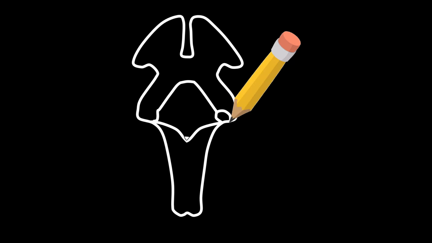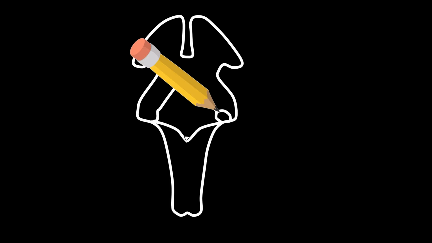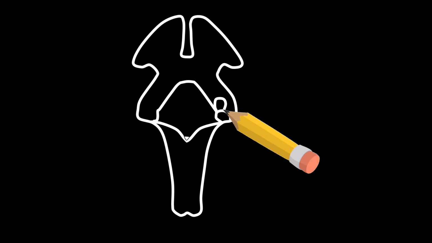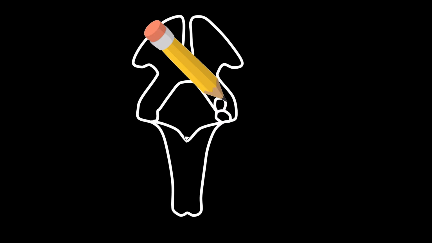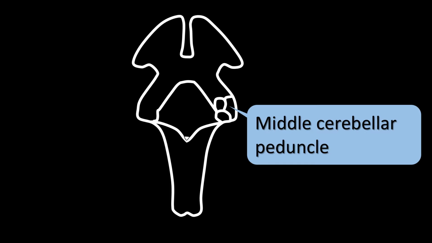Draw a curved line going down to form a circle. This is the inferior cerebellar peduncle. Then go just above it and make another line, sort of like a circle. This represents the superior cerebellar peduncle. Now go next to it and draw a line joining with the edge of the circle with the edge of the tracing at about the same level as you see. This is the middle cerebellar peduncle.